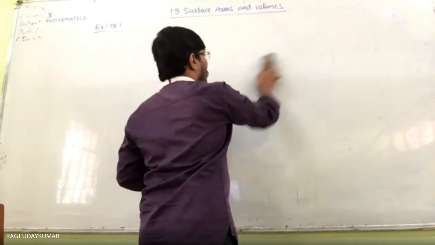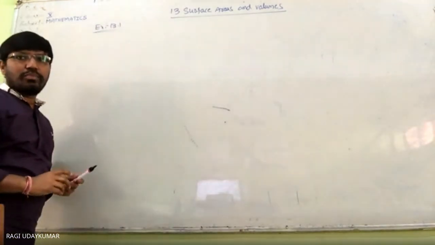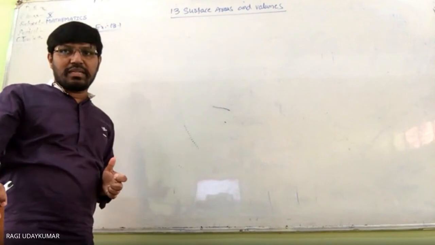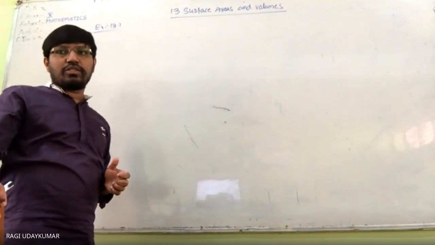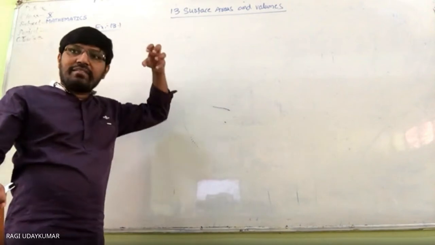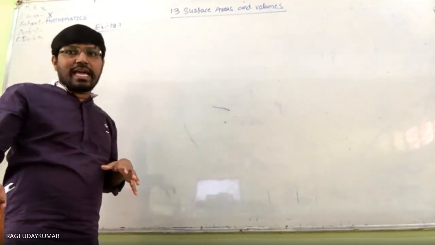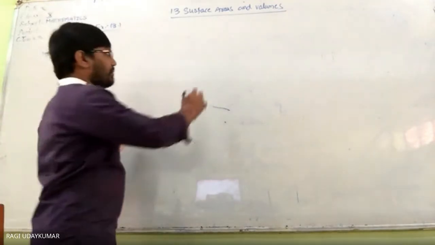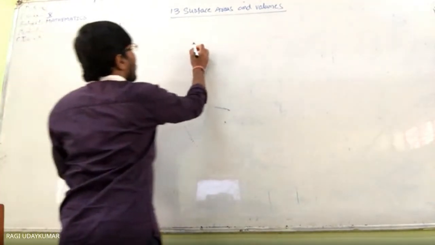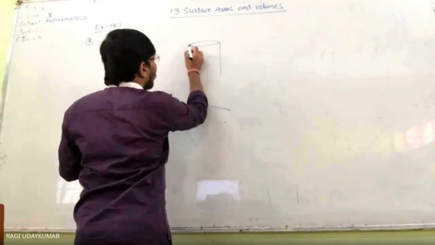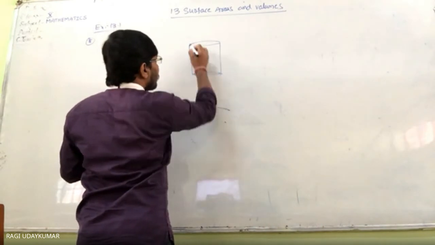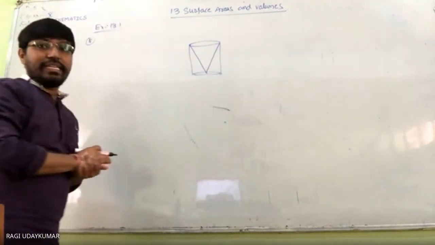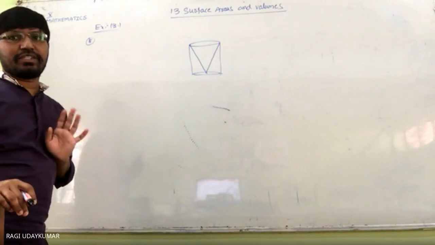But the problems. Next, eighth problem. From the solid of the cylinder, whose height is 2.4 centimeters and diameter is 1.4 centimeters, a conical cavity of the same height and diameter is hollowed out. उसको कट कर रही है. The figure will be like this. Here most of the students will commit the mistake.